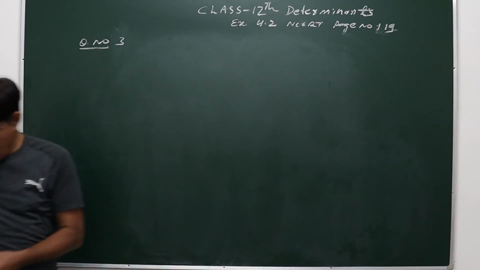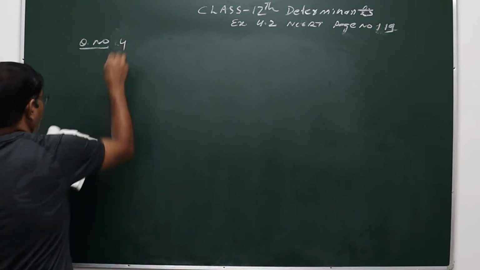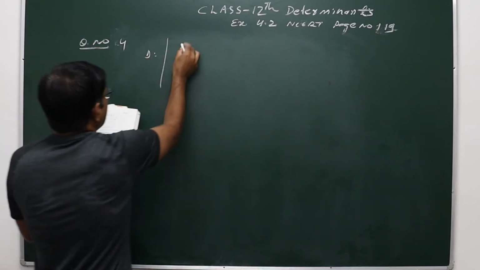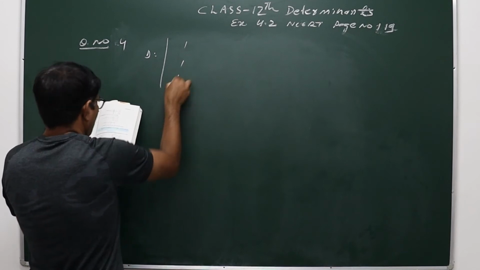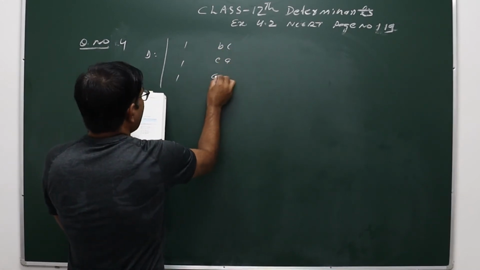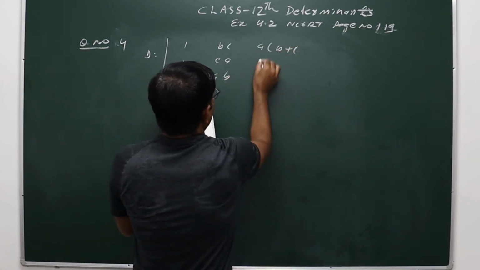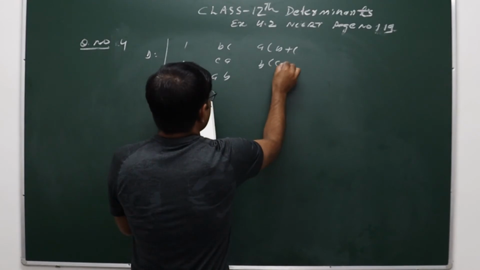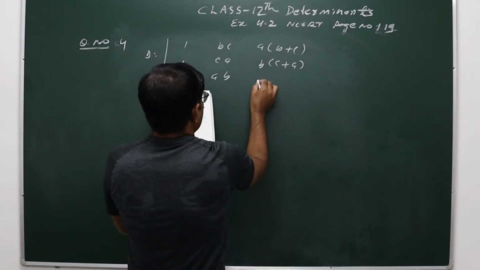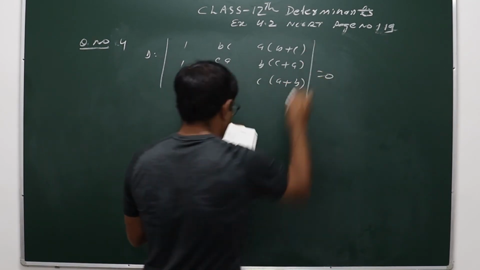Now question number 4. Prove that the determinant 1, BC, CA, AB, A into B plus C, B into C plus A, and C into A plus B is equal to 0.